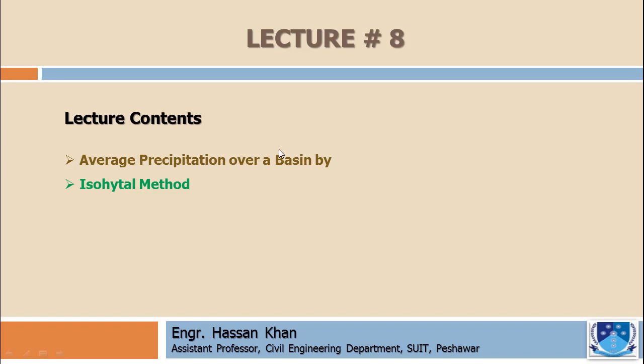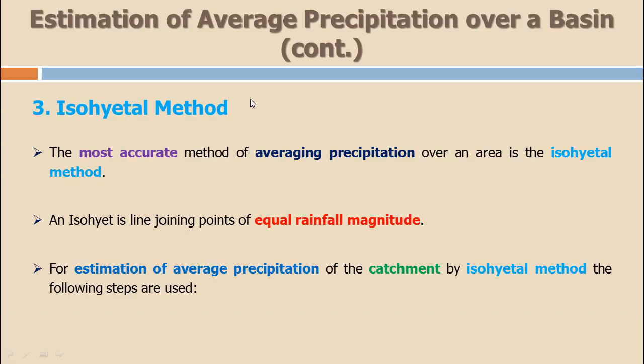The other two methods, that is Thiessen polygon and the Isohyetal methods, are very accurate methods, and of these two, the last one, the Isohyetal method, is the most accurate method of measuring average precipitation over a basin. Both methods are applicable for hilly areas as well as for plain areas. So let's discuss the Isohyetal method. This is method number 3. It is the most accurate method of averaging precipitation over an area.